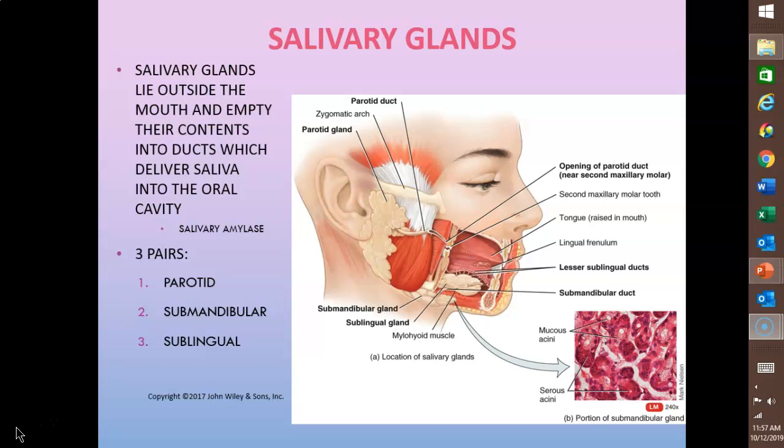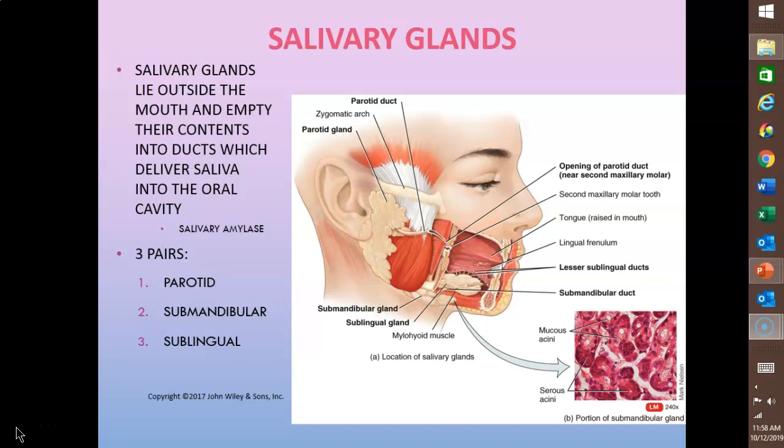So we have 3 sets of salivary glands. The parotid salivary glands, par means near, odo means ear, so near the ear. They're inferior and anterior to the ears, just between the skin and the masseter muscles. So the parotid gland is going to have a parotid duct that pierces the buccinator muscle into the mouth, into the oral cavity.